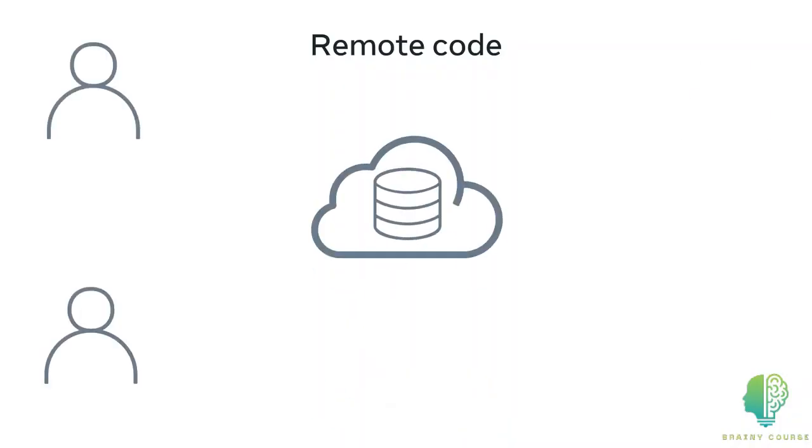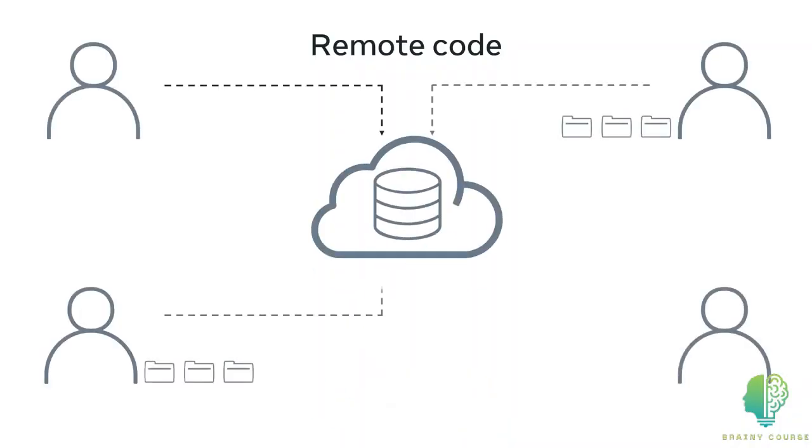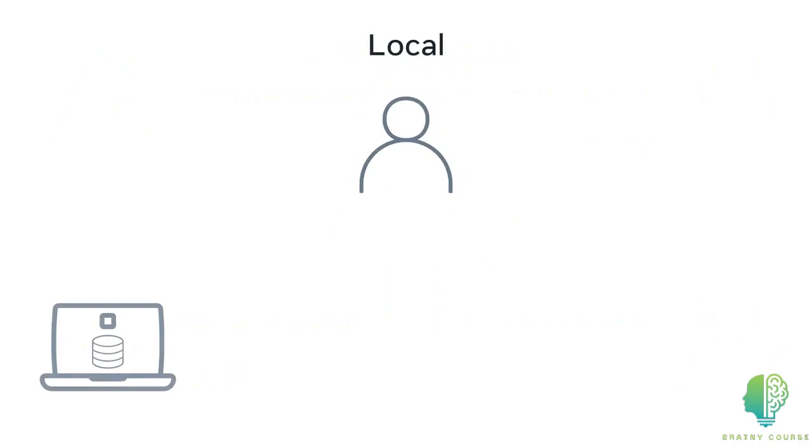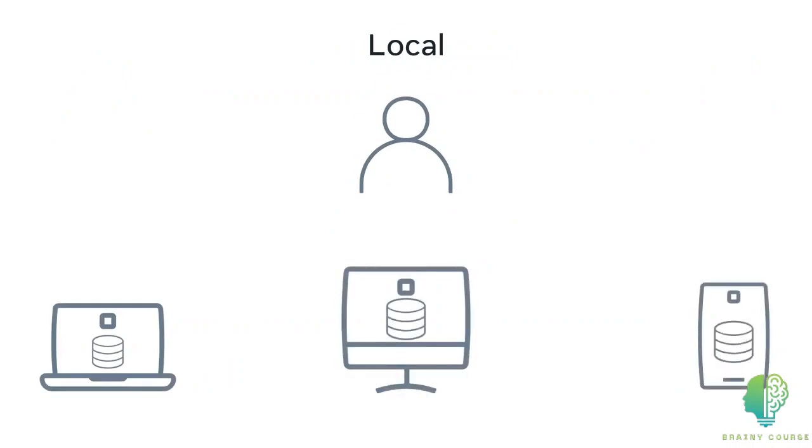In this lesson, you will be hearing some new terms, such as clone, push, pull, and repo. Don't worry, these will all be explained soon. The remote code is accessed through a URI, which is unique and only accessible to those who have permission. Local, on the other hand, refers to your machine, which can be a laptop, desktop, or even a mobile device, and is only accessible to you.